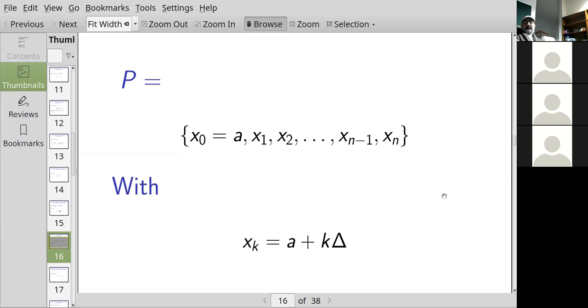Sir, can I ask a question? Yes. Sir, so basically delta is the width of the one rectangle. Yeah, and the width of all the rectangles is the same. And I've decided that it's just easier if all the widths are the same.